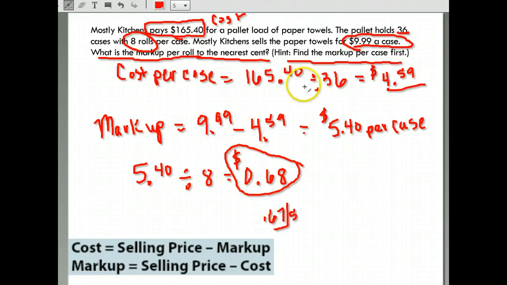All right, so how did we do this problem? We first found the cost for each case. We took their cost for the pallet and divided it by the 36 rolls that were on a pallet. We then found the markup per case. We took the price they were selling each case for and subtracted their cost. And then we divided the markup per case by 8 because there were 8 rolls in a case and found out they are marking this up by 68 cents for each roll.